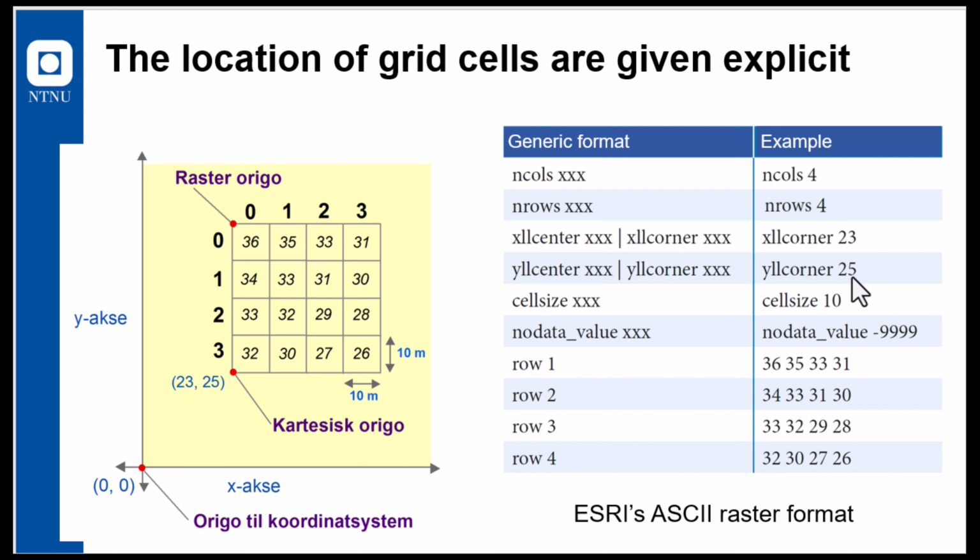So the X and Y coordinates. Then the information about the cell size follows, and this is 10. We may have no data values indicated, and then the values in the raster follow. Row 1 has values 36, 35, 33, 31, etc., followed by rows 2 to 4.